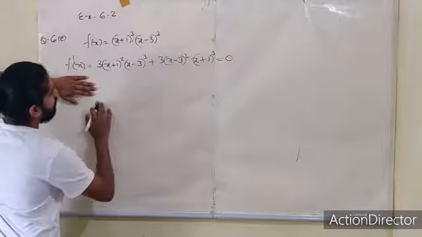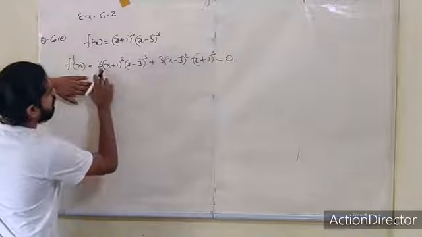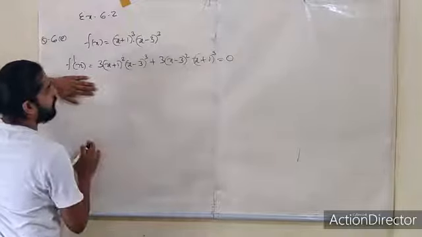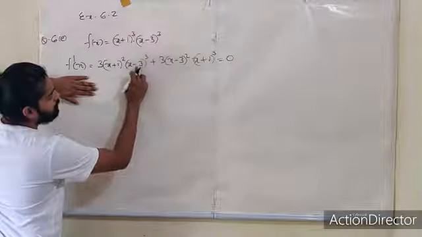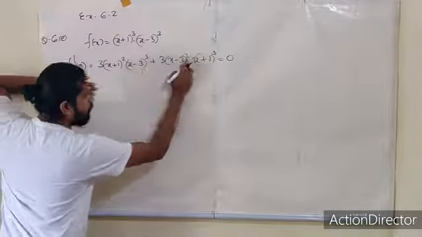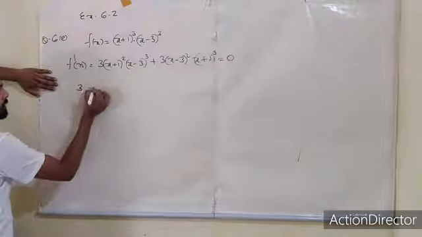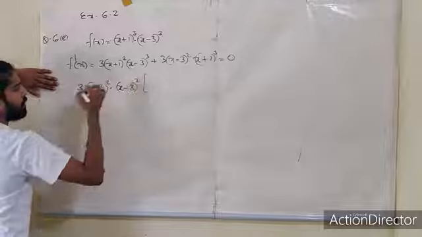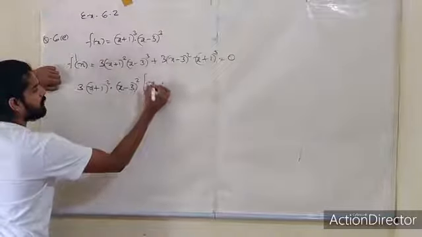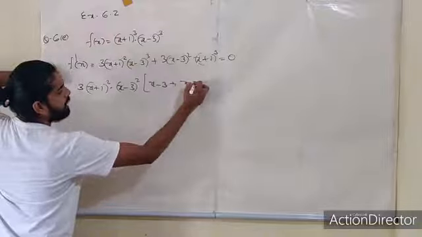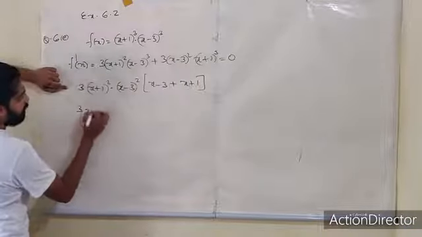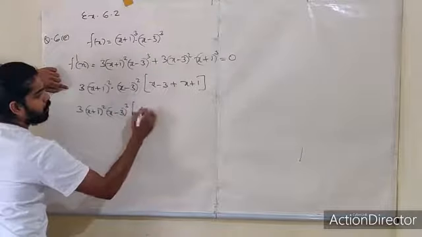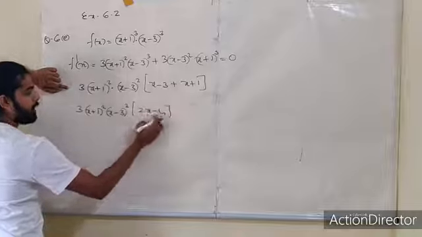We have to solve this, right? Let us take the common factors. Here 3 is the common factor. (x + 1)^2 is also a common factor, since here we have (x + 1)^3. (x − 3)^2 is also common, since here we have (x − 3)^3 and here (x − 3)^2. So 3(x + 1)^2(x − 3)^2 is the common factor. What remains is (x − 3) here, and here there will be an (x + 1). So 3(x + 1)^2(x − 3)^2 into (2x − 4).